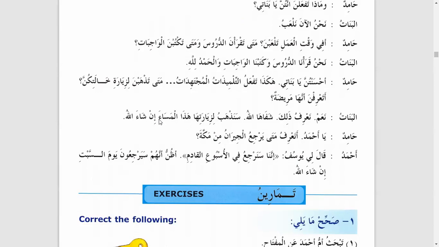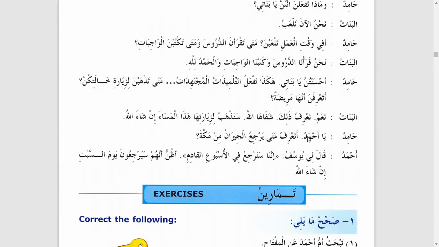Hadha al-masa'. Why al-masa'a? Why does it have fatha? Maf'ul fihi. Maf'ul fihi. Insha'Allah. Insha'Allah is a complete expression. In if, sha'a is the verb and Allah is in the place of the subject. If Allah wills. Yes, Hamid?